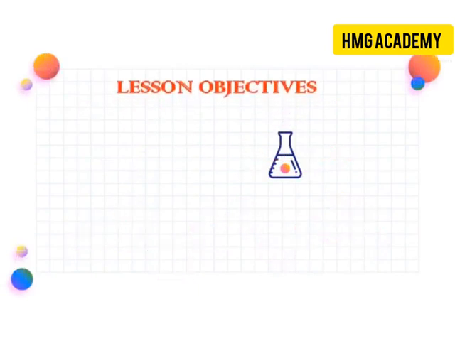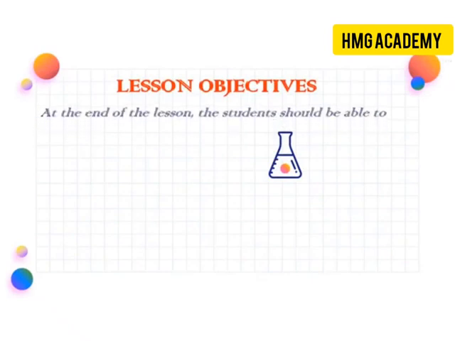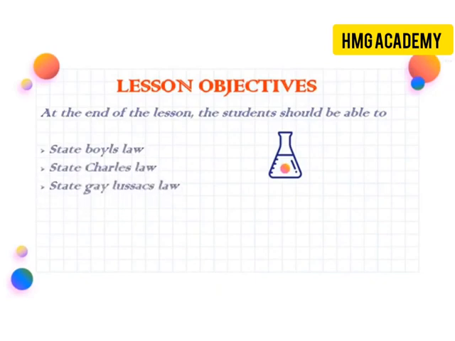So let's take a quick look at our lesson objectives. At the end of this lesson, the students should be able to state Boyle's law, state Charles' law, state Gay-Lussac's law.